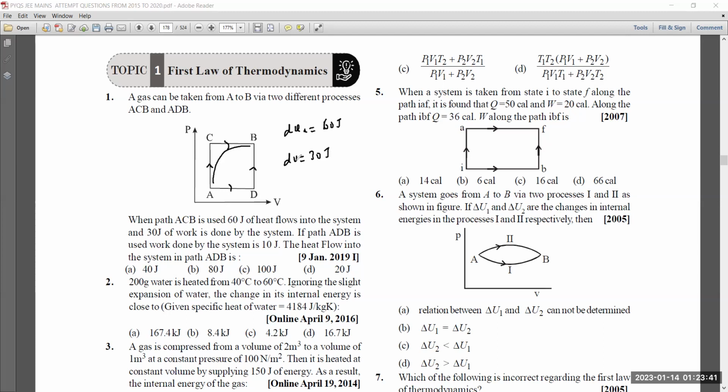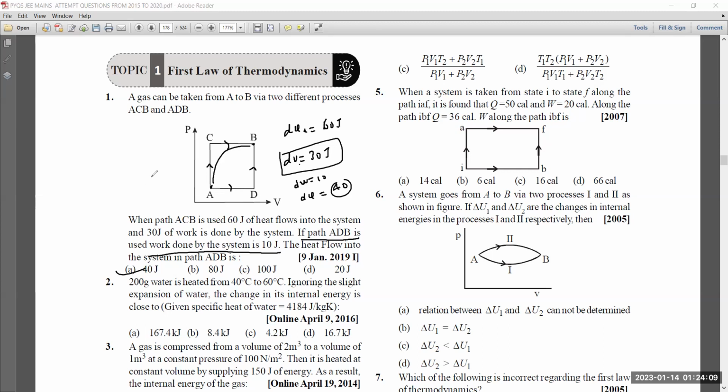So that part is, but dU remains same, no? For A to B, no matter which path you choose, the dU will be same. Now they're saying if the path ADB is used, work done by the system is 10. So work is 10. But dU is same. So what is the dQ? 40, sir. Such a simple question they ask, right?